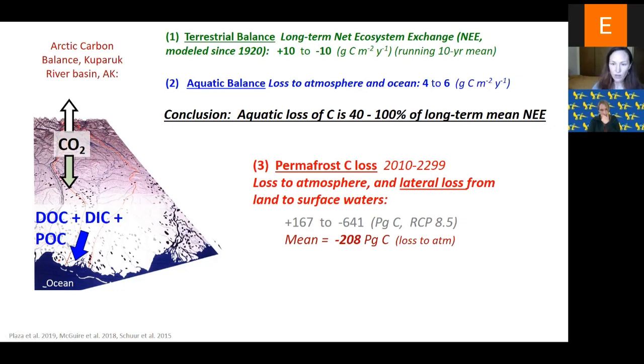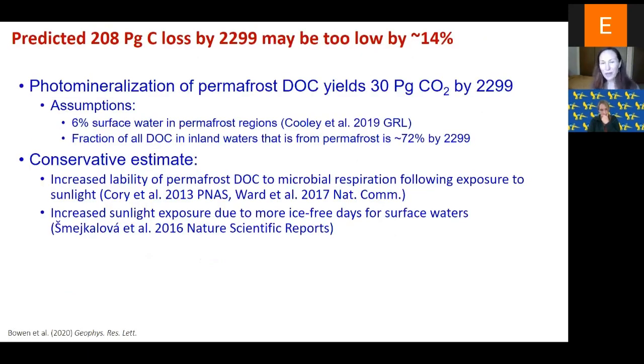So we took what we have learned from our work, and we estimated how much this predicted 200 petagrams carbon loss may be off by not including the photomineralization of DOC. We concluded that it's too low by about 14%. Right. And we did that again by taking the rate of photomineralization now and making some assumptions about how much of the land surface would be surface water, and then allowing the percent of the DOC in the water column to be increasingly permafrost starting from now up to the year 2299.